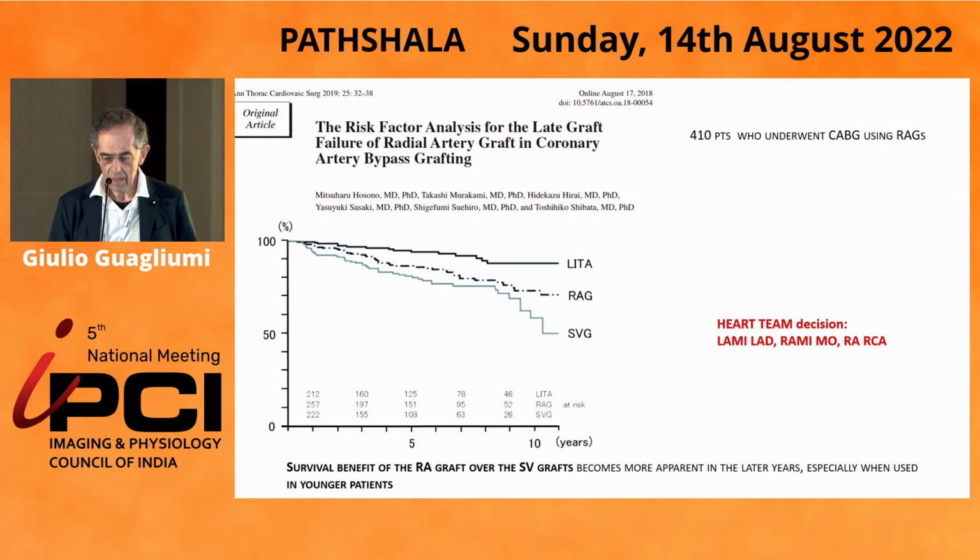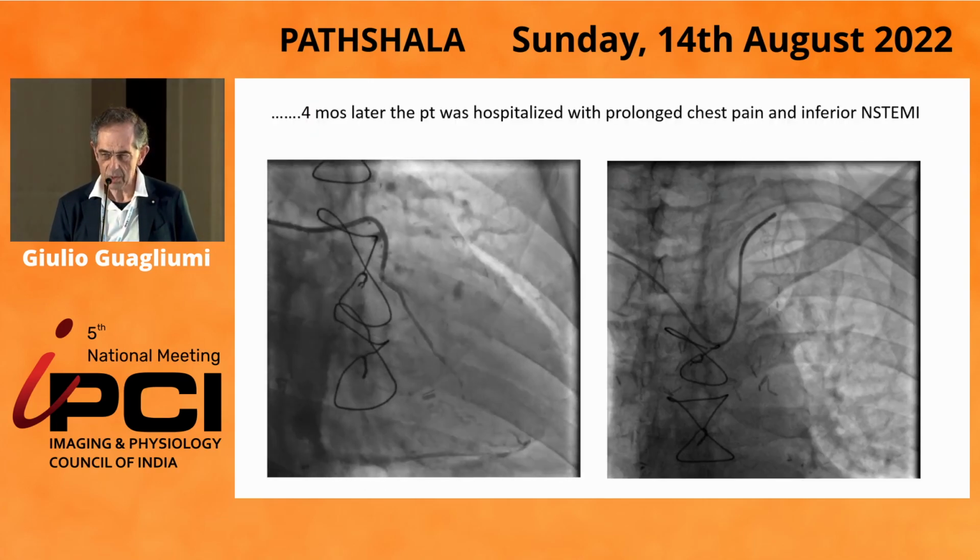And here you have, in a huge series of more than 400 patients, the patency and the rate of failure when you are using ITA, radial, and saphenous vein graft. And of course, it has proven advantage compared to saphenous vein graft, especially in younger patients, and especially when you are looking at the mid, longer-term follow-up. So 2 ITA and 1 radial. He was discharged quickly without any problems on beta blocker, atorvastatin, and aspirin.